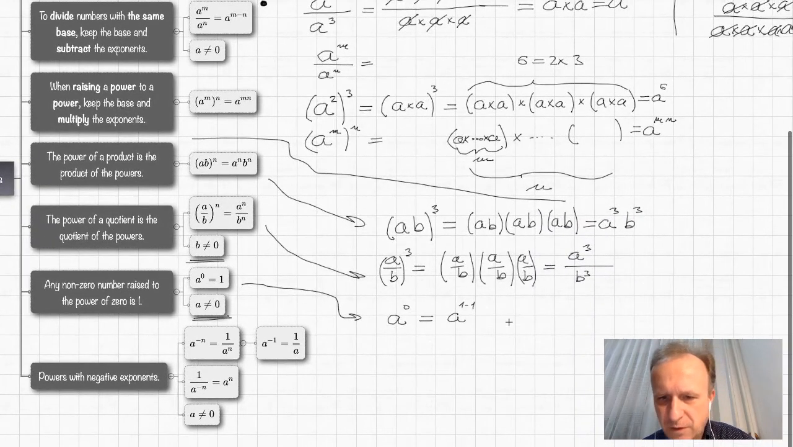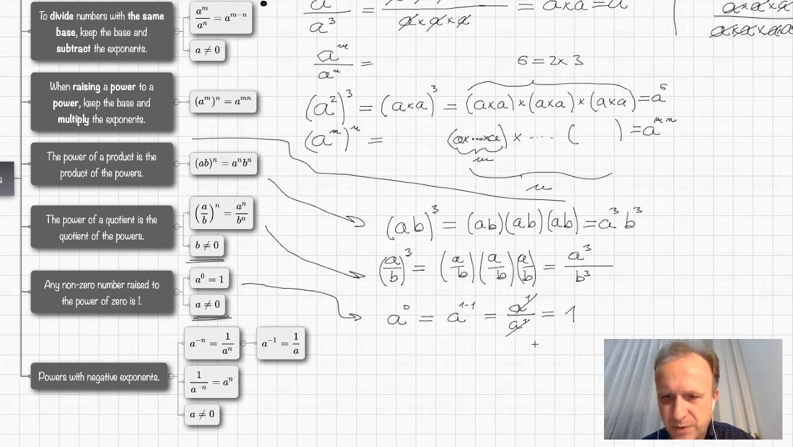If you use this law here, this means that this should be a to the power of 1 divided by a to the power of 1. Okay, so whatever a to the power of 1 is, it is the same here as here. So therefore these two numbers are the same, and you can cancel them out. And what you end up with is just number 1. This cancels with this, and you get 1 as an answer.